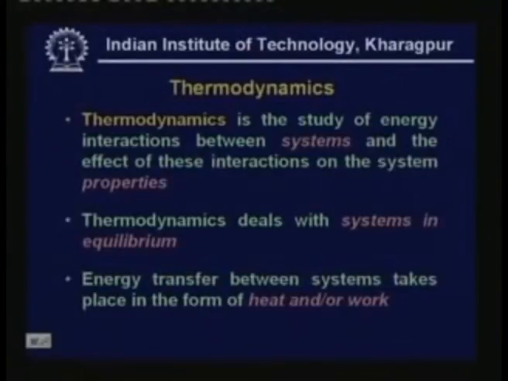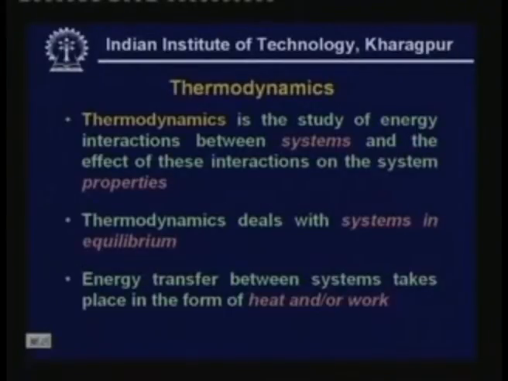And for a system to be in thermodynamic equilibrium, it has to satisfy all these equilibria. That means it has to be in thermal equilibrium, mechanical equilibrium, chemical equilibrium and phase equilibrium. So, classical thermodynamics basically deals with systems in equilibrium. And energy transfer we will see a little later. Energy transfer between systems takes place in the form of heat and work.